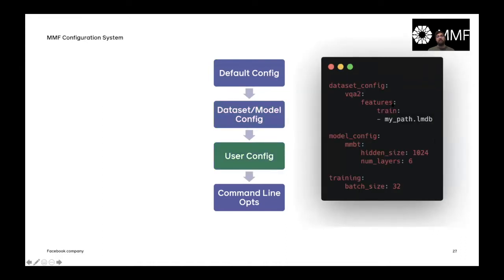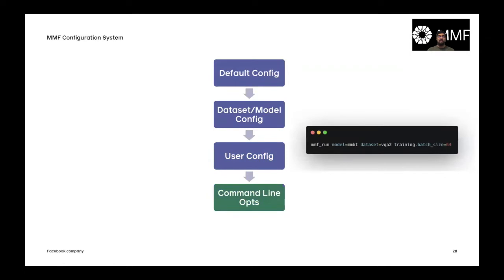So you can maybe update the feature train path to something like URLMDB, which is your custom features. Then you can change the hidden size of MMBT to 1024 if you don't like the default 768. And you also can change something in the default config like training.batch size.